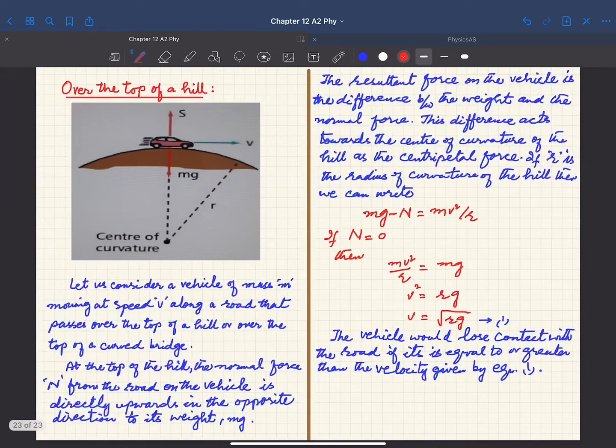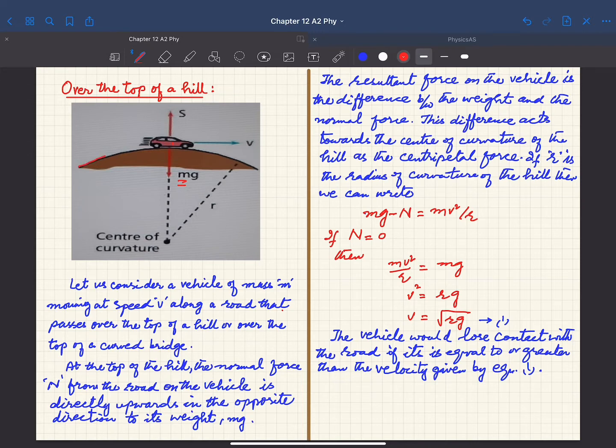Then here we have another situation where we have a vehicle at the top of a hill. So what is the situation here? Let us consider a vehicle of mass m. The mass of the vehicle is m, so simply you can say that the weight of the vehicle will be mg, and it is moving at a speed v along a road that passes over the top of a hill or over the top of a curved bridge.